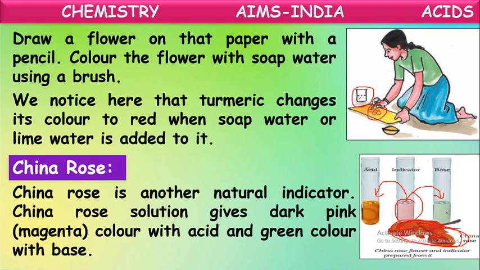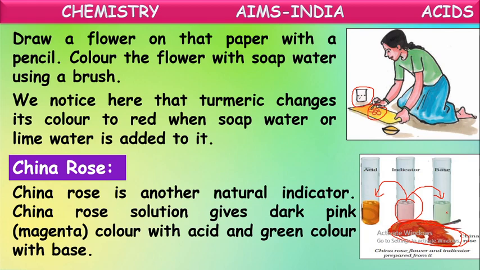Now, what we have seen about natural indicators: one of them is litmus. Litmus is extracted from lichen, which has natural sources like fungus and algae. This natural litmus is available in two colors on papers: red litmus and blue litmus. Red litmus turns blue when dipped in bases, and blue litmus turns red when dipped in acids. In this way, it shows color changes, and hence acids and bases can be identified.